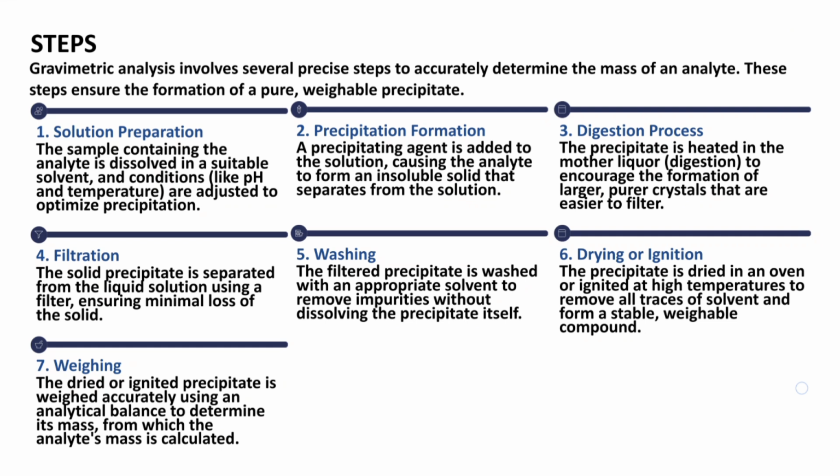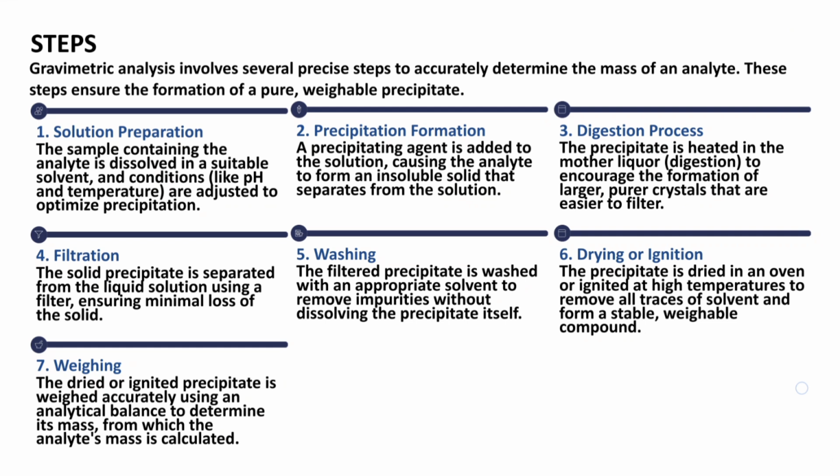In the second step, a precipitating agent is added to the solution, causing the analyte to form an insoluble solid that separates from the solution, that is our precipitate. Here, when the ionic product exceeds the solubility product, the solution gets precipitated. The third step is digestion. Here, the precipitate is heated in the mother liquor, that is the initial solution, to encourage the formation of larger pure crystals that are easier to filter.